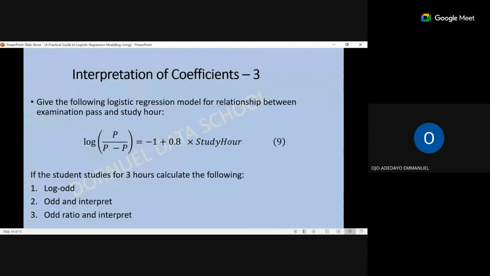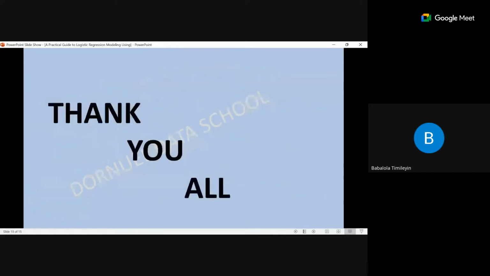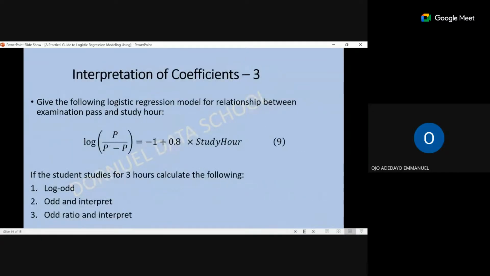Now, this is not the take home. This is the take home work. Given the following logistic regression model for the relationship between examination pass and study hours, I now have this equation. Here, -1 is the intercept, and 0.8 is the coefficient. If the student studies for 3 hours, calculate the following. Get me the log odds of this.